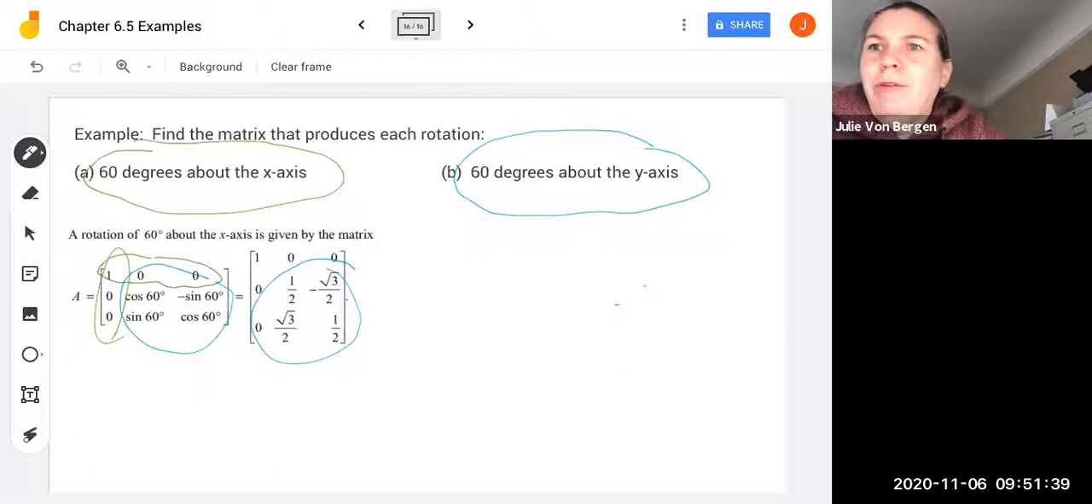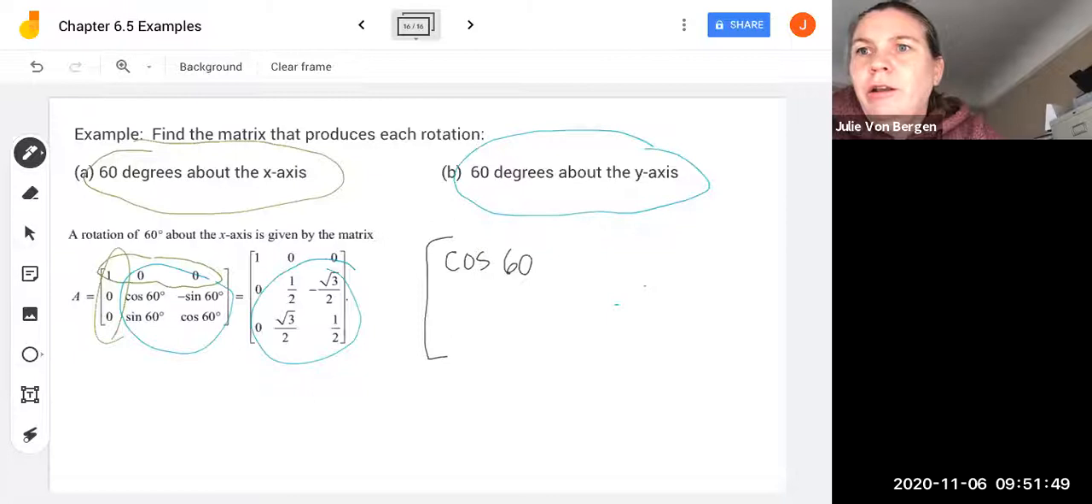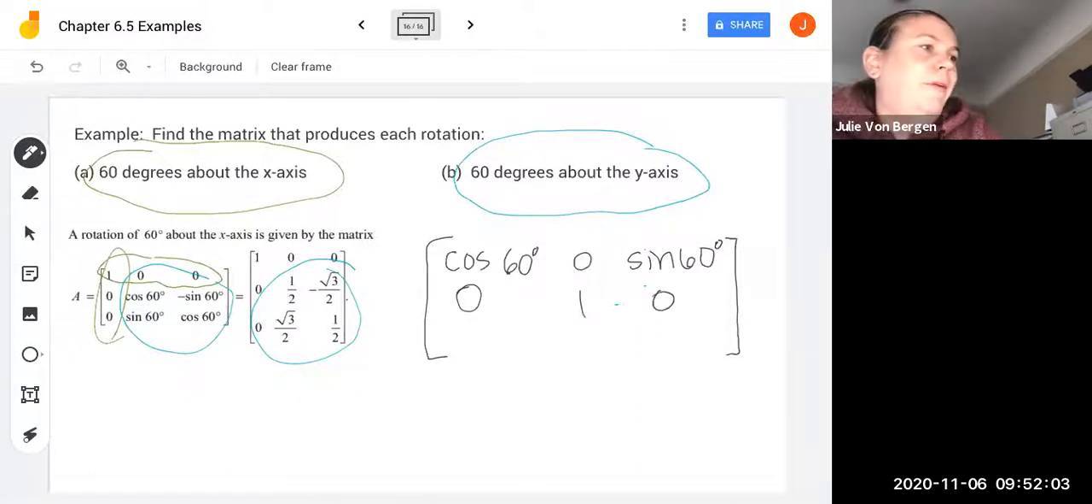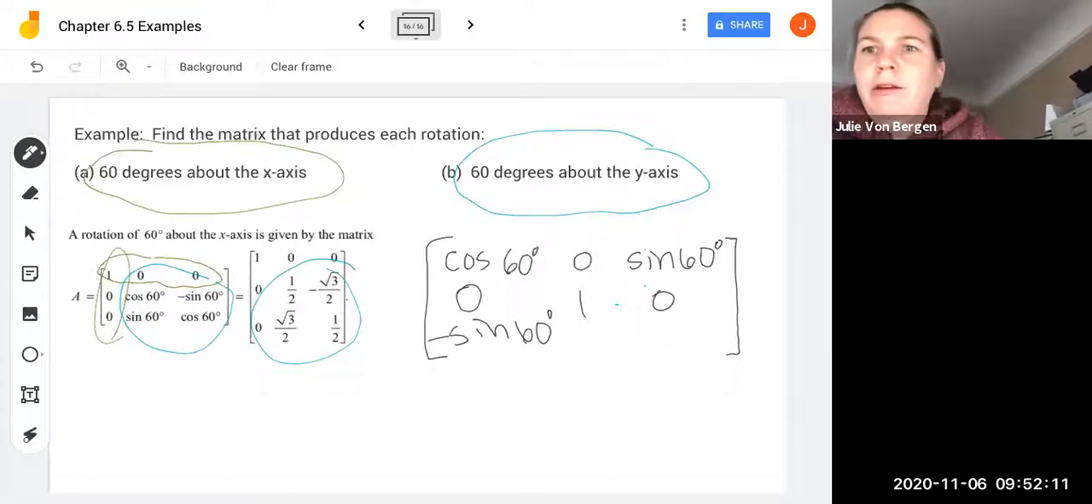So for rotation about the y-axis, we're going to have cosine 60 here in the first entry. Then we have a 0. And we're going to have sine 60 in the third entry of the first row. Those are degrees. And then we're going to have 0, 1, 0 because we're rotating about the y-axis. And then we're going to have negative sine 60 degrees, 0, and cosine of 60 degrees.